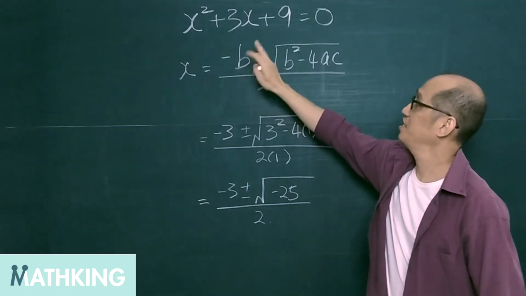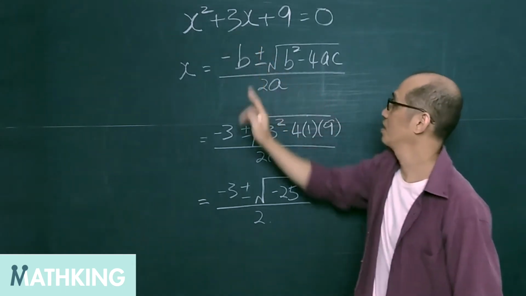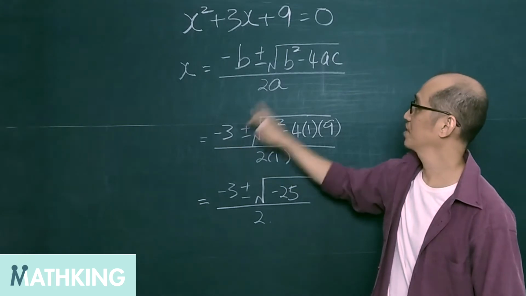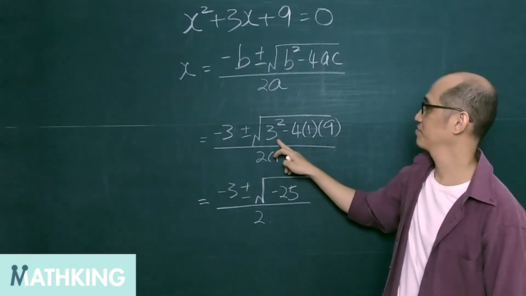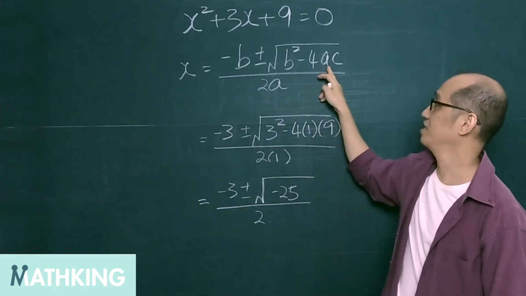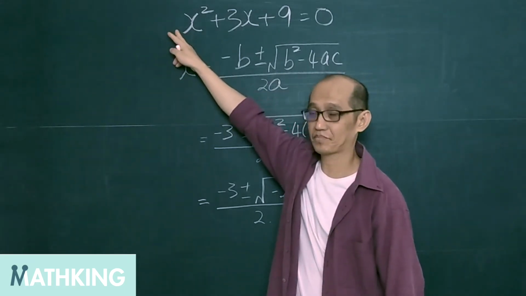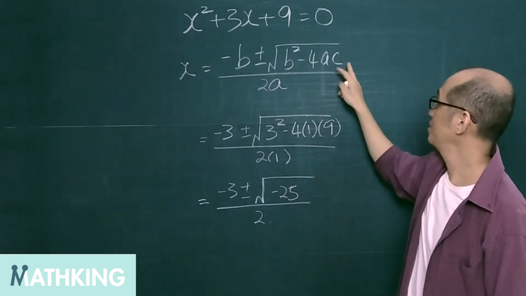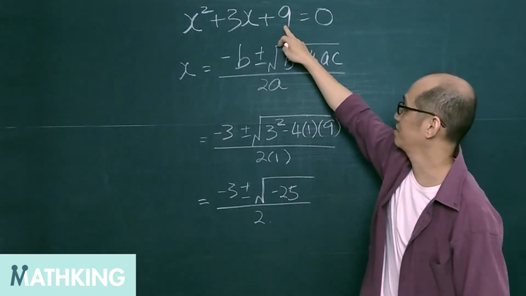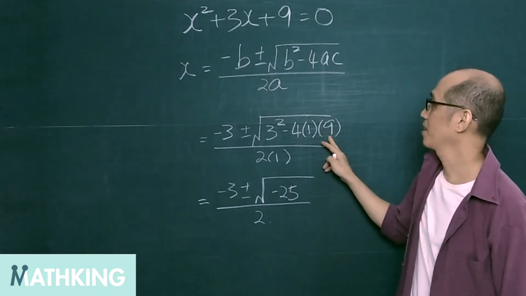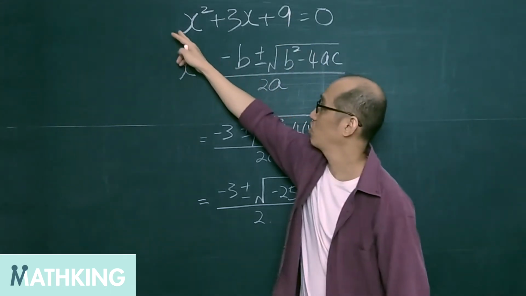B is 3. So 3 here, and then B is 3. 4A, A is 1. So 1. C is 9. So 9 here. And then A is 1.